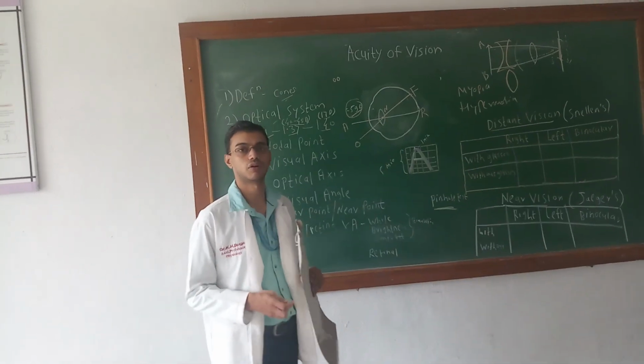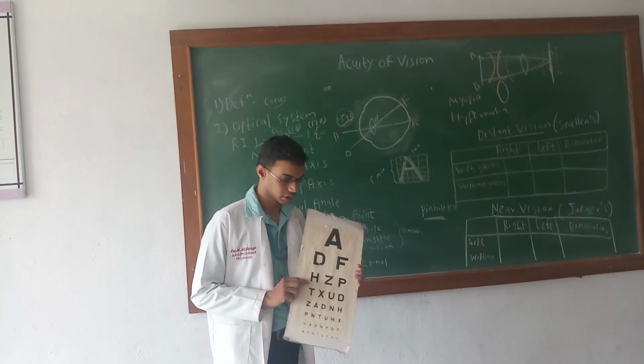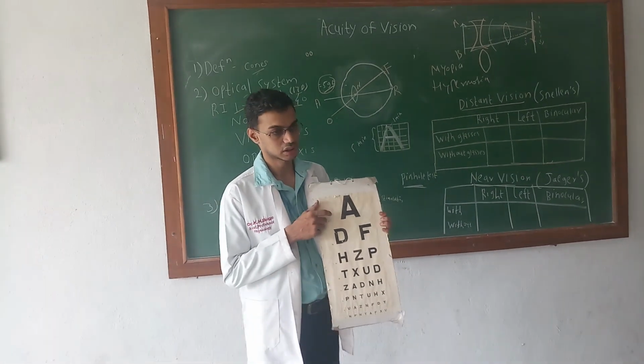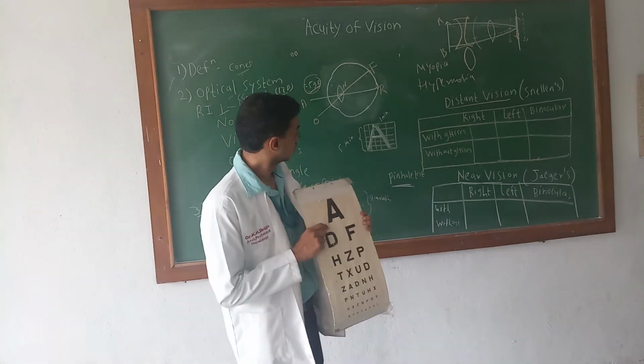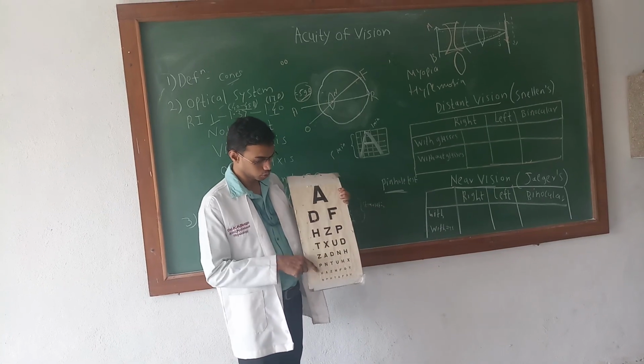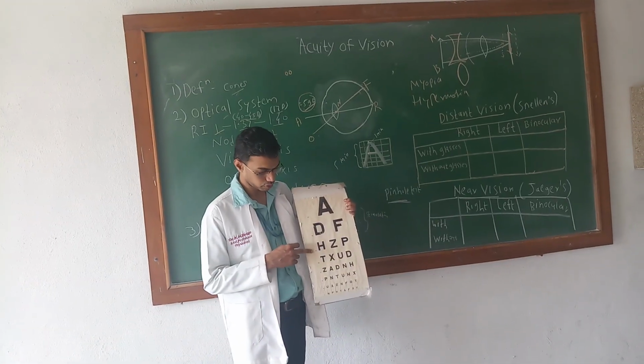This is the demonstration of how to examine the distant vision and near vision. For distant vision, we use this chart. This chart is called the Snellen chart. The Snellen chart is constructed in such a way that the size of the letter is decreasing, starting from A. There are also some numerical numbers: 60, 36, 24, 18.